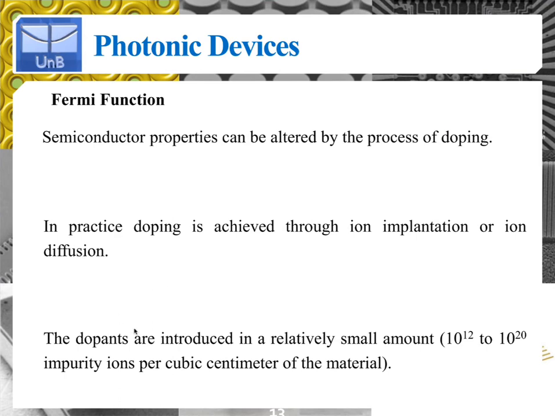These dopants are introduced in a relatively small amount, usually of the order of 10 to the 12th to 10 to the 17th, or perhaps even 10 to the 20th impurity ions per cubic centimeter. So you have this amount of ions in 1 cubic centimeter of a material. And these ions are going to be responsible for providing the additional electrons or holes depending on the dopant.